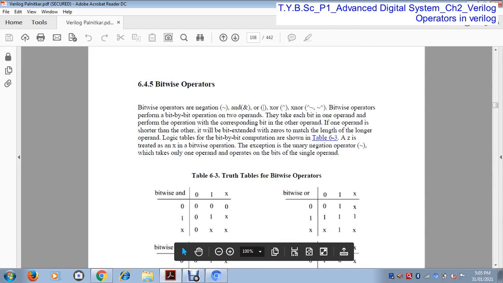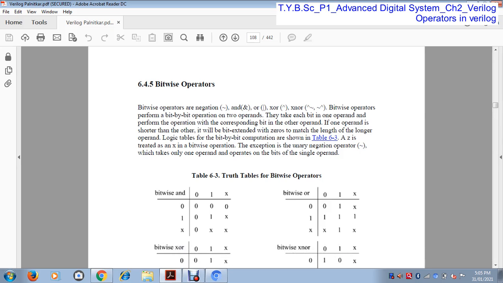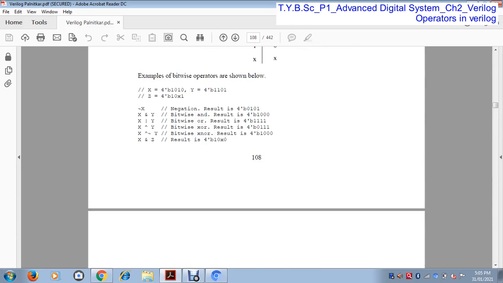Now the next is the bitwise operators. The logical operators that we saw, negation, and, or, XOR, XNOR, are also bitwise operators, but the only difference is that they perform the operation bitwise. Here x is equal to 1010, y is equal to 1101. Negation of x inverts x: 1 becomes 0, 0 becomes 1, 1 becomes 0, and 0 becomes 1. Now the result is 0101.